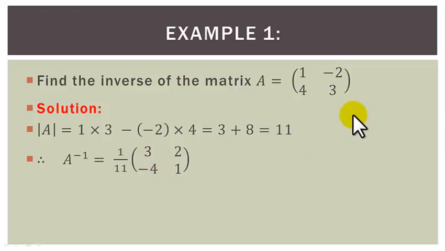The adjoint of A, we recall, we have to interchange these two. So these 3 will come over here, while 1 will come over here. Now we change the sign of this. So this will become plus 2. We change the sign of this, and that will become minus 4. So that gives us the inverse of A. It is as simple as that.